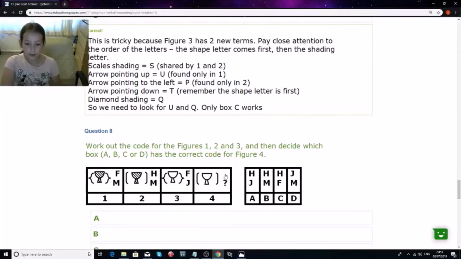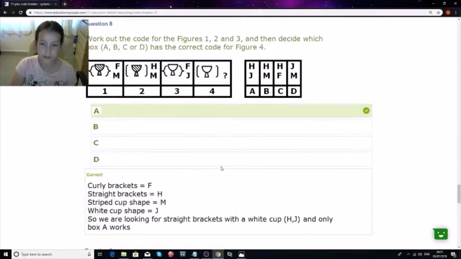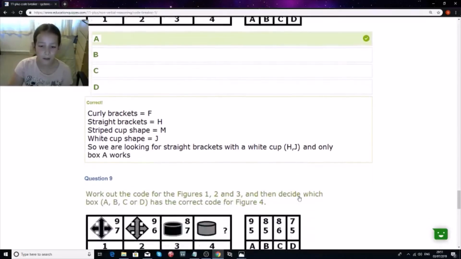HJ is A. Correct. Curly brackets equals F. Straight brackets equals H. Striped cup shape equals M. White cup shape equals J. So we are looking for straight brackets with a white cup, HJ, and only box A works. Question 9.